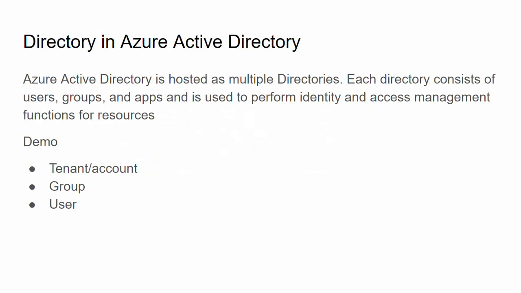Active Directory starts with the name directory, right? So there is something called a directory. A directory is the root of the hierarchy. Azure Active Directory hosts multiple directories, sometimes also called tenants. Each directory consists of users, groups, and apps that are used to perform identity and access management functions for resources.